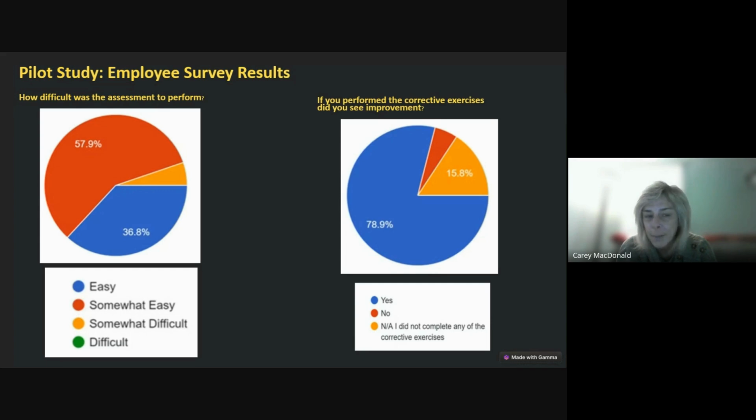And the time that it took didn't take long. So that was good as a selling point, to be like, hey, it doesn't take that long. You're going to get some good information out of it. And everybody thought that the directions were easy to understand and that they were able to perform it.